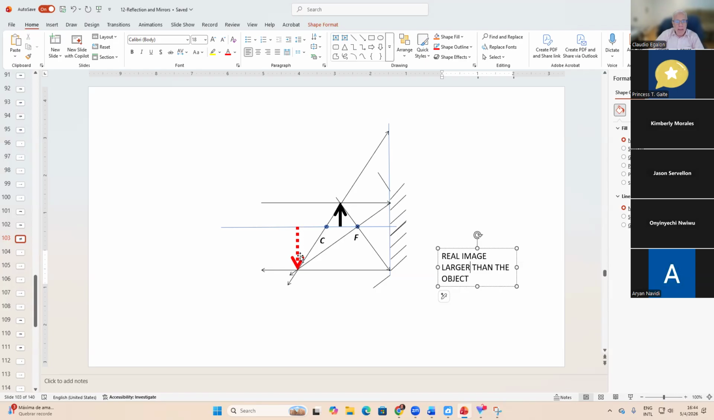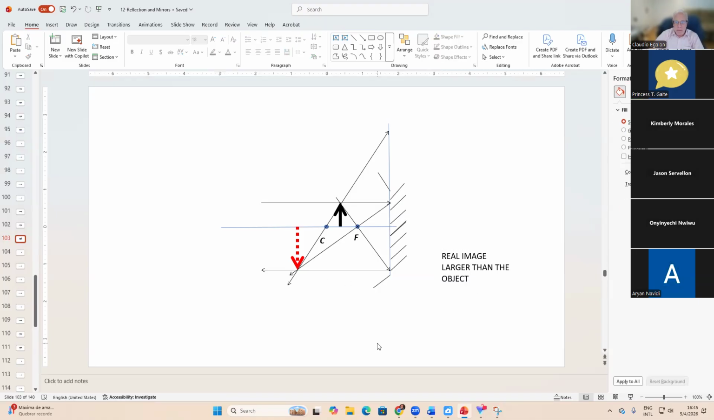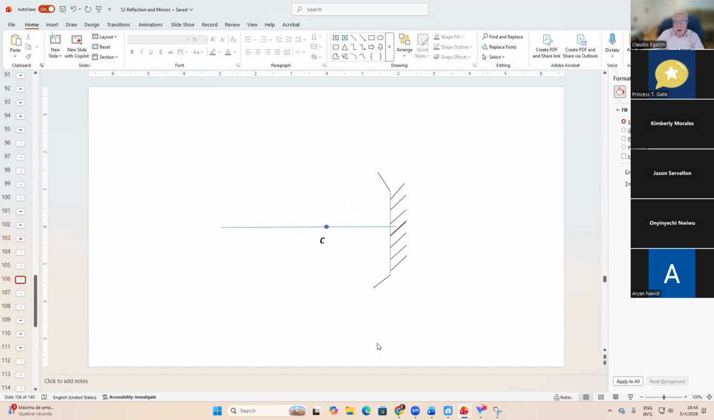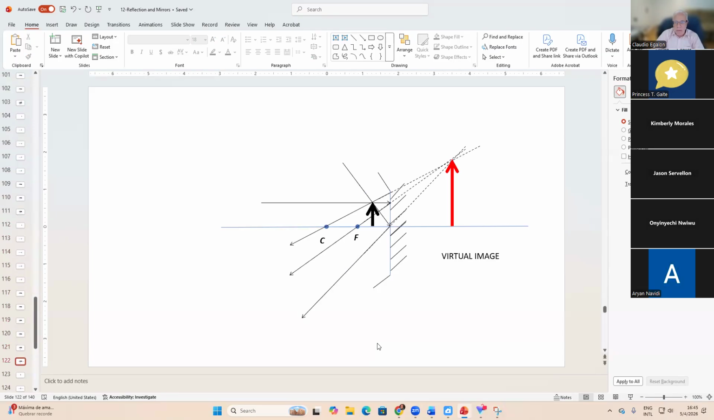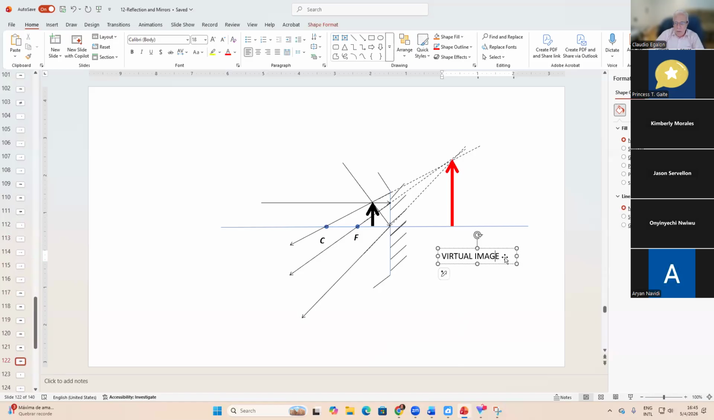But don't forget, the image is inverted, okay? So in order to reinvert the image, we have to have an object that's upside down. What about that's the improper image? And that is the virtual image that's larger than the object.